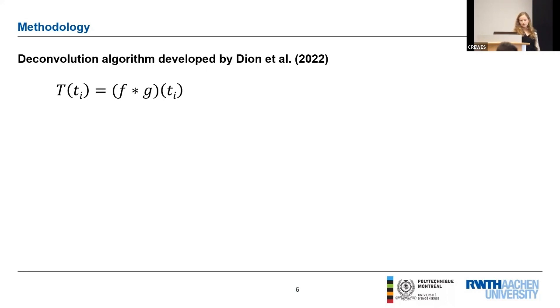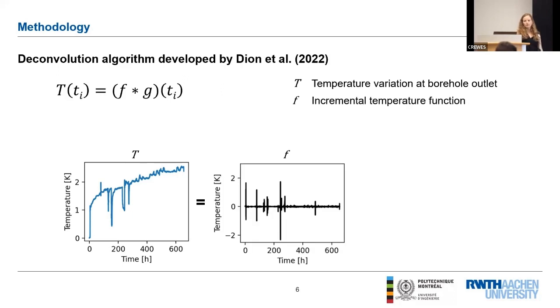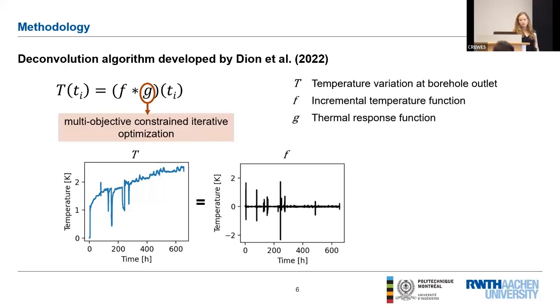In this equation, T is the temperature variation at the borehole outlet, and it can be obtained from the monitoring data from the fluid temperatures, which is shown here in this plot. F, the excitation function, is in this case the incremental temperature function. It's also obtained from the temperature measurements in this period by taking the first derivative of the temperature difference between inlet and outlet. And then from this, the missing piece, G, the G function, can be obtained by a process called multi-objective constraint iterative optimization.